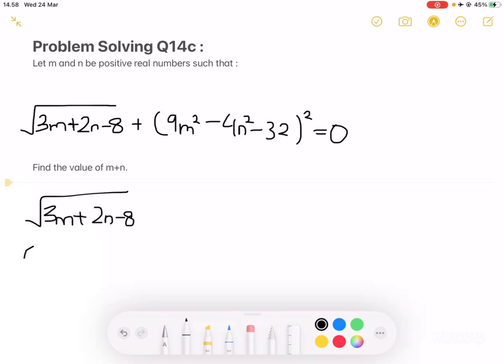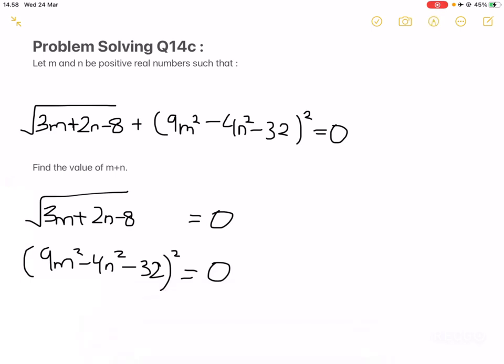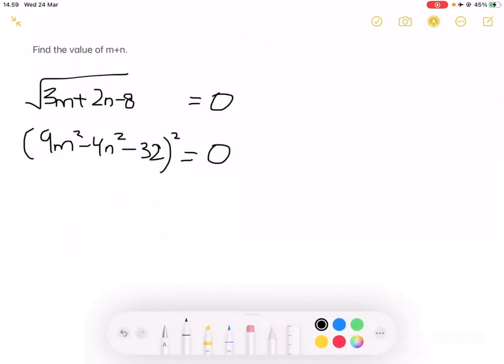So let's just rewrite that. 9m squared minus 4n squared minus 32, all squared. They must be both equal to 0. And you can just check that out if one of them is positive. It's pretty easy to see that. So yeah. So 3m plus 2n minus 8, all square rooted, will just be 3m plus 2n minus 8 equals 0.